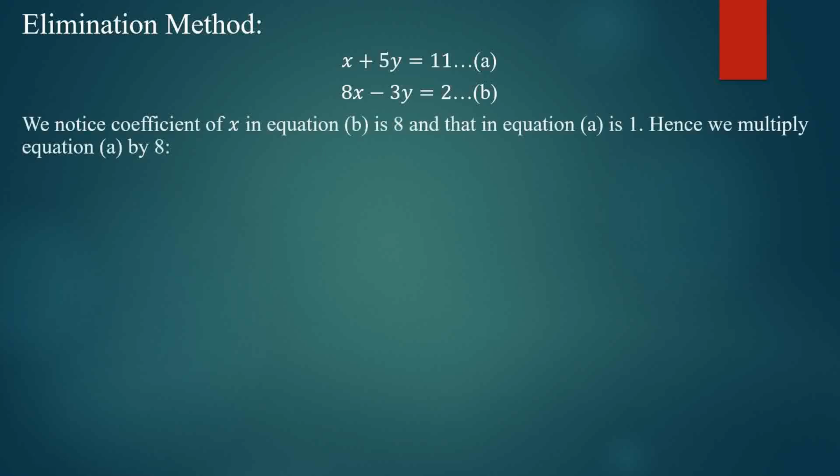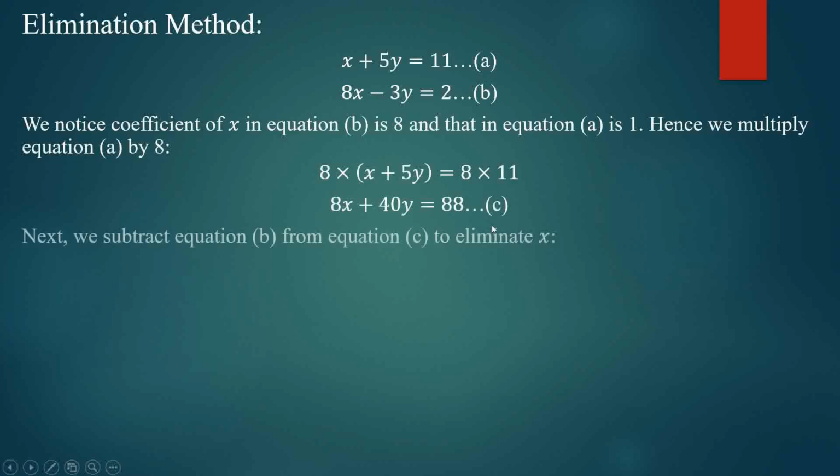So we multiply the first equation by 8 to get 8 into x plus 5y equals 8 multiplied by 11, or 8x plus 40y equals 88. We label this as C. Next, we subtract equation B from equation C to eliminate x. So we get 8x plus 40y minus within bracket 8x minus 3y equals 88 minus 2.